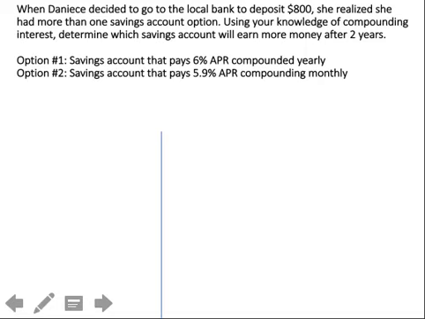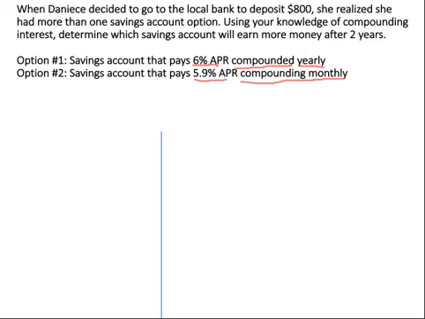They're going to give you a few options. And using your knowledge of compounding interest, determine which savings account option will earn more money after 2 years. So here are the two options that have been presented to us. You can get an account that pays 6% APR compounded yearly, and that keyword there is compounded. Or you can take an account that pays 5.9% APR, but this time it's compounded monthly.